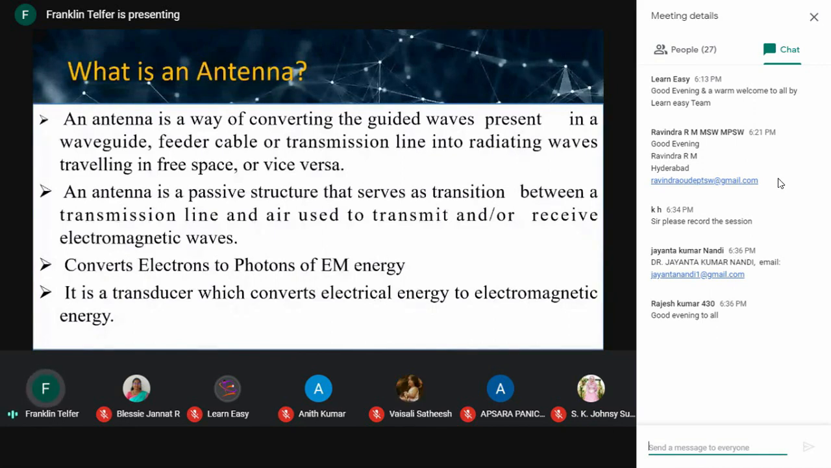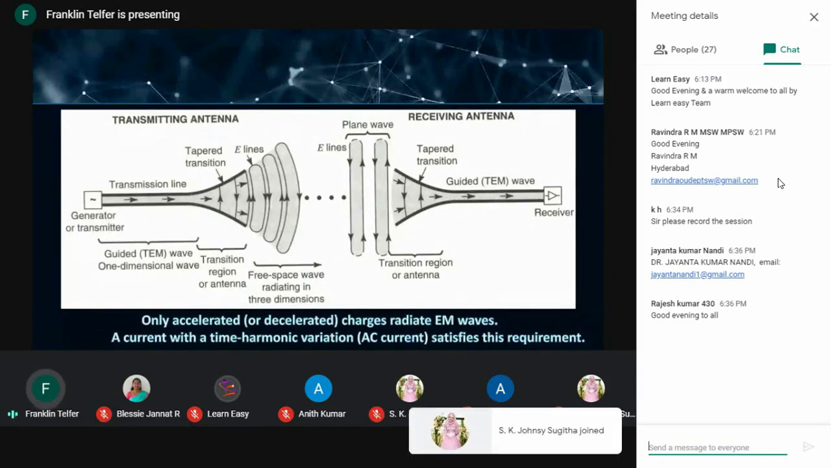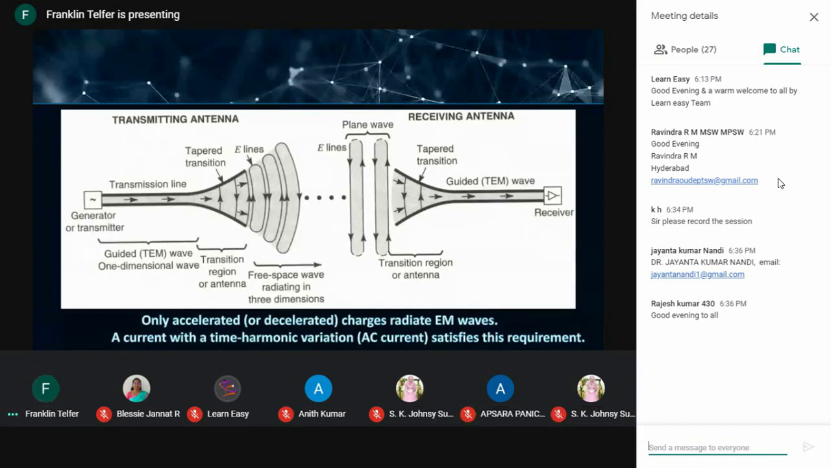I'd like to say something about how this antenna really works. This is taken from Balanis's book. There is a transmitter antenna and a receiver antenna. Here you have a generator which generates a signal, and a transmission line which carries the signal, and a third element, a point-like projection. It's a kind of discontinuity. This is the basic phenomenon of how an antenna radiates in free space.